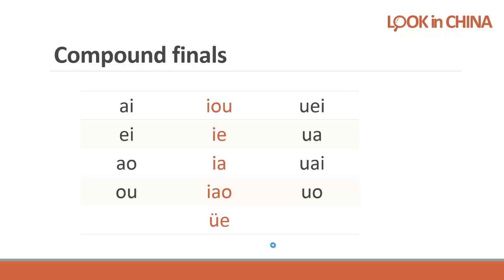Now let's read them all at once. 优, 耶, 呀, 邀, 约. And what you want to keep in mind about this group of finals is that when there is no initial preceding these, they all begin with Y, and the I is dropped. Great job.